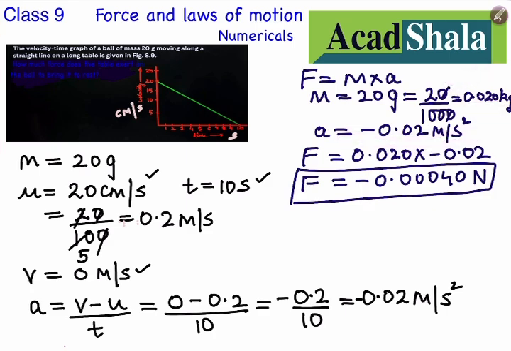Now we will apply these values in this formula. F is equal to m into a. Mass is 0.020 into acceleration, which is minus 0.02. After multiplying, we get 0.00040, and the unit will be N, that is Newton. The negative sign comes because the frictional force is applied on the ball to bring it to rest. Right children? In the numerical, they can even ask you why there is a negative sign. So now you can give the answer very well.